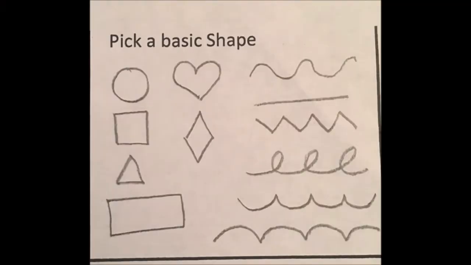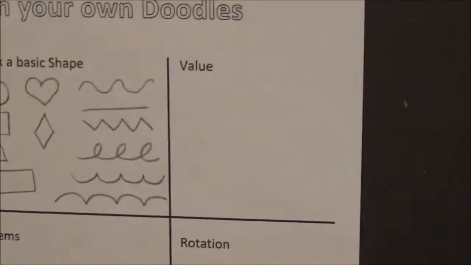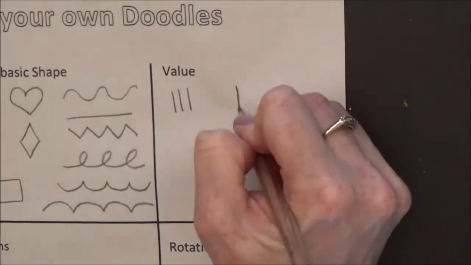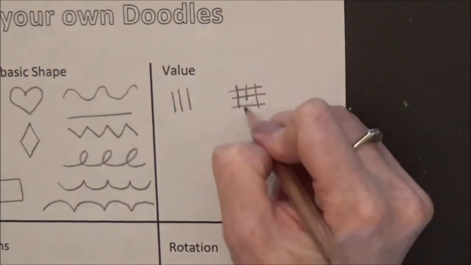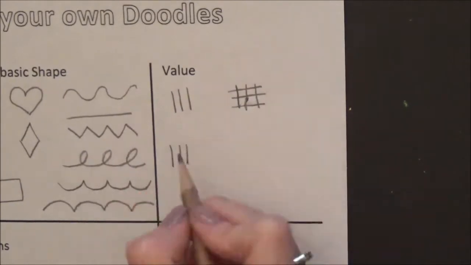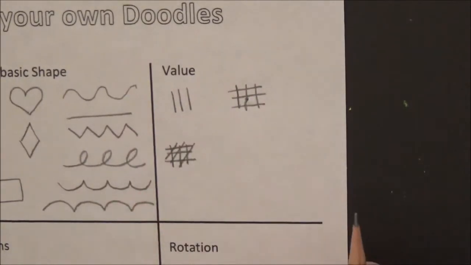Now you do it. Now we're going to move on to value. That is the lightness or darkness of a shape. The more lines and patterns you add to a space, the darker that space becomes.